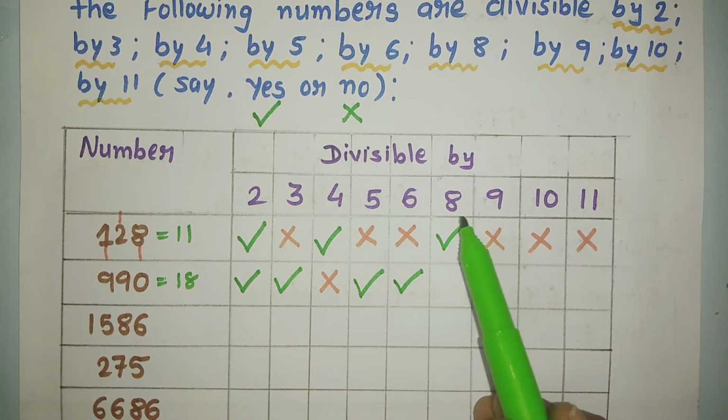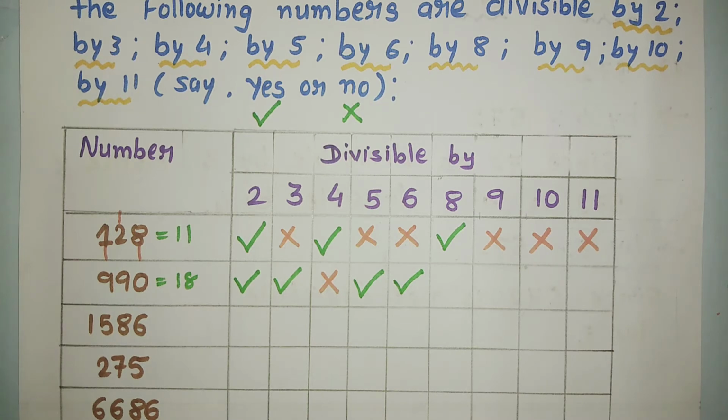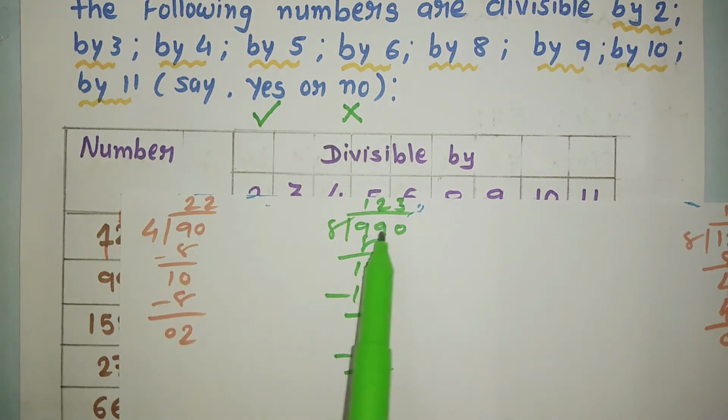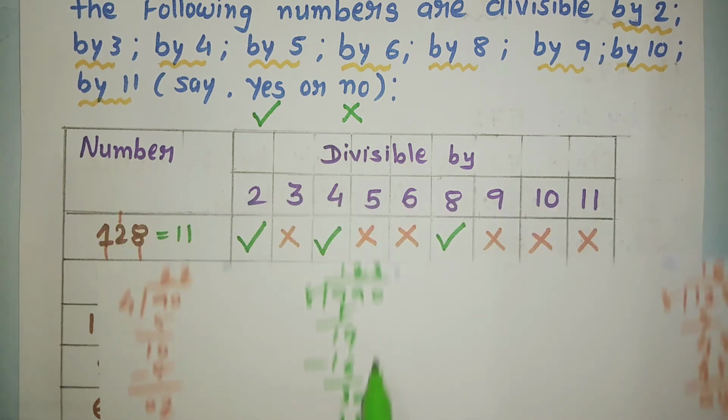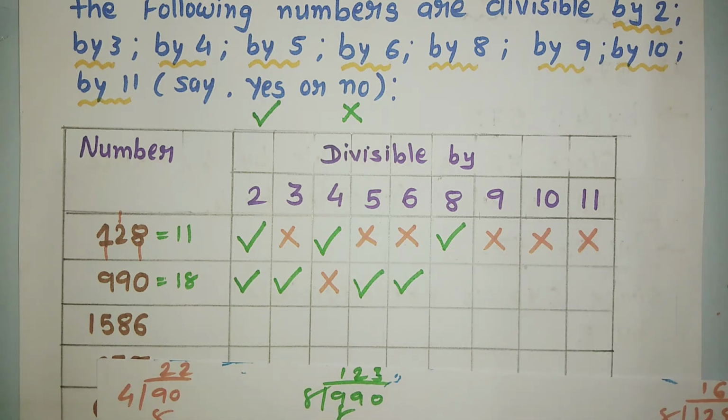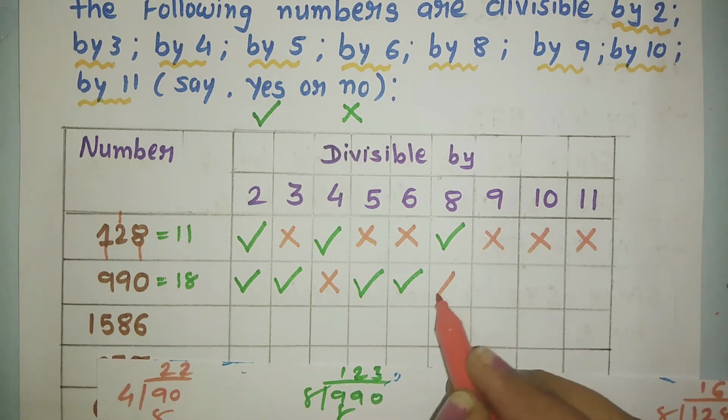What is for 8? Last 3 digits should be divisible by 8. So last 3 means 990 itself. So as you can see, when we divide the 990 with 8, it leaves the remainder 6. So this 990 is not divisible by 8. So we will put the sign of cross.